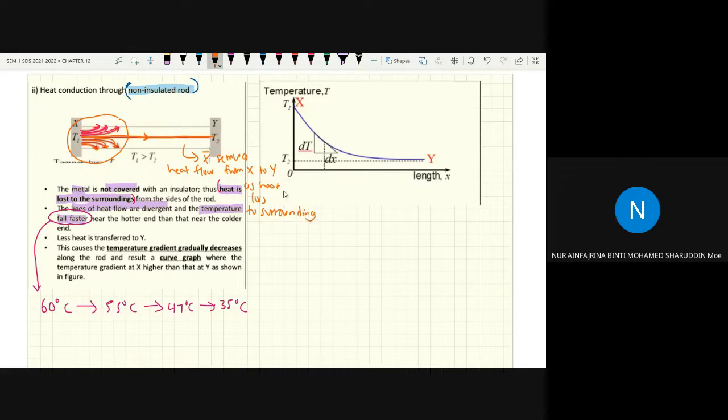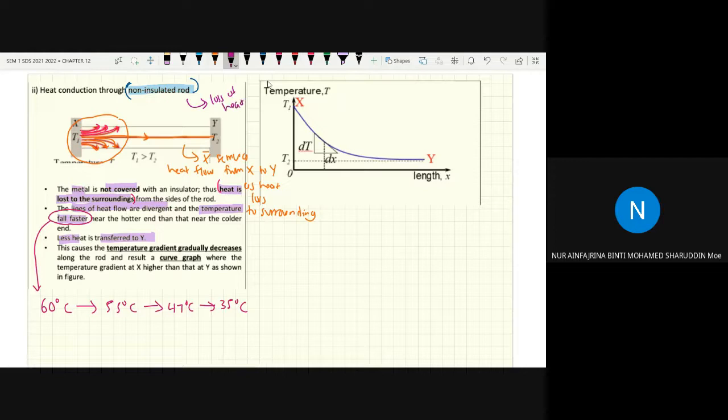Okay. So maksudnya tak semualah heat flow sebab kebanyakan dah lost to surrounding. Tetapi masih ada je yang heat flow. Sebab tu dia cakap less heat transferred to Y. Okay, disebabkan ada loss of heat energy. Okay, bila non-insulated korang kena faham ada loss of heat.